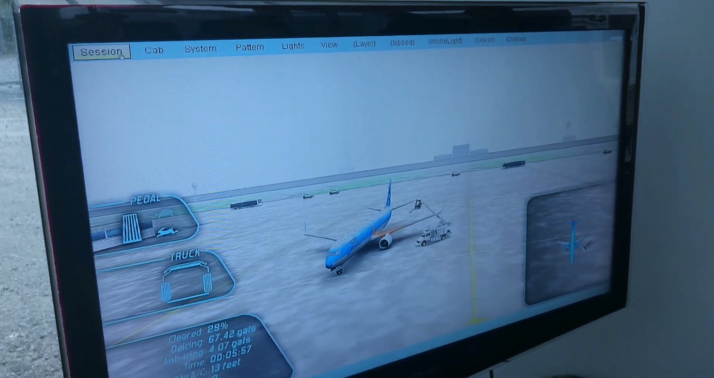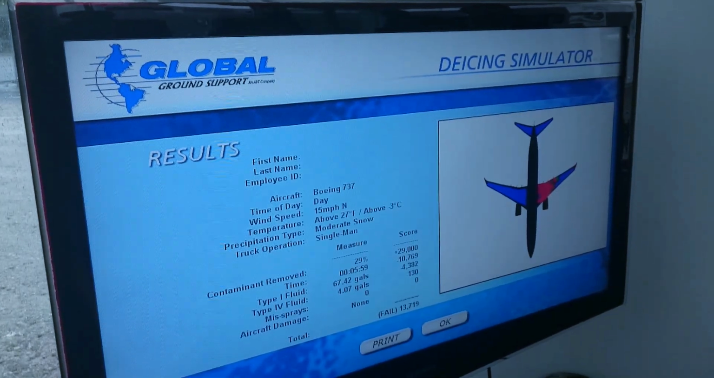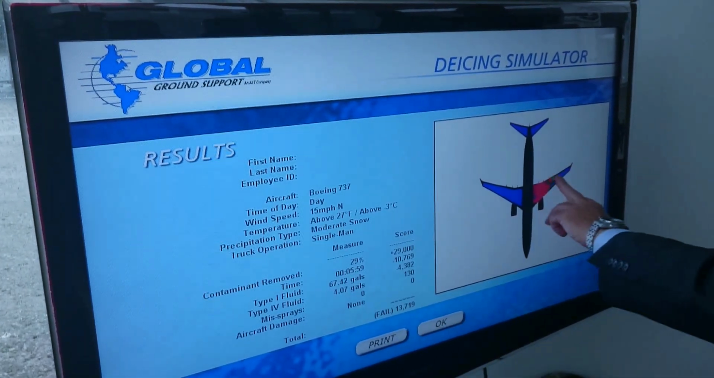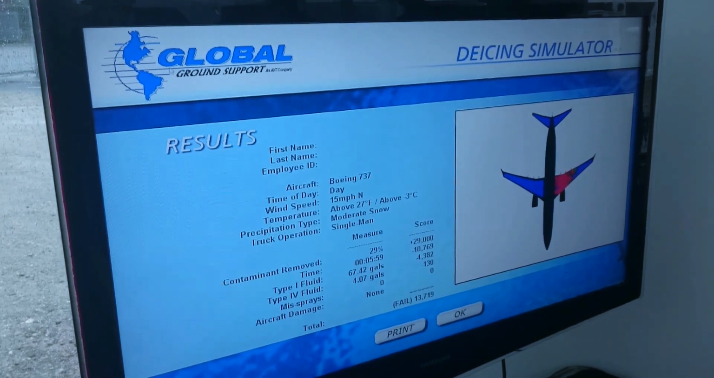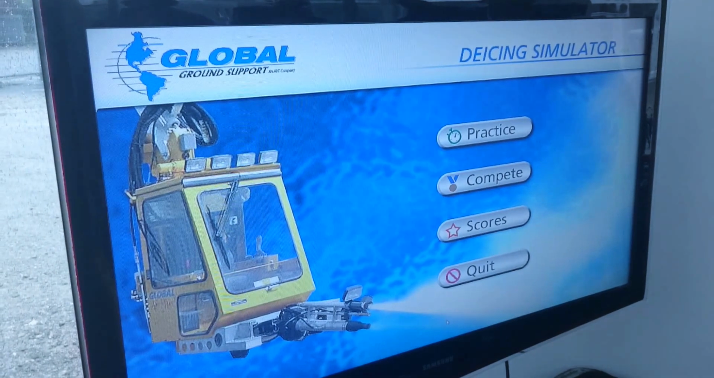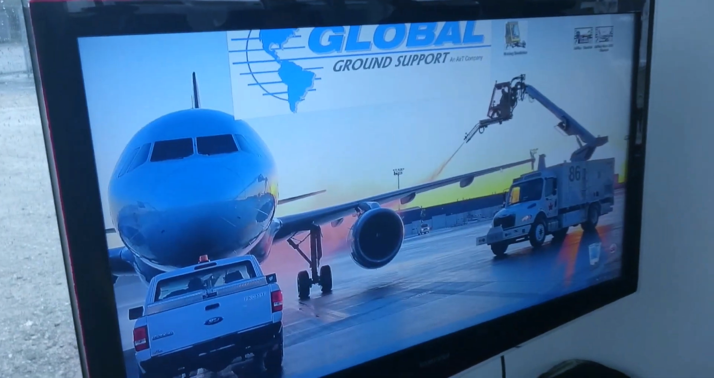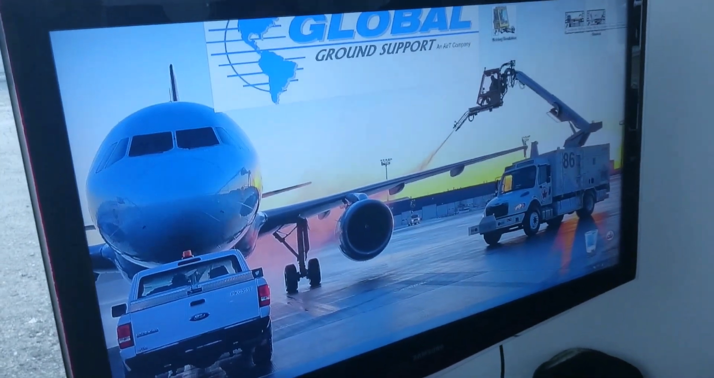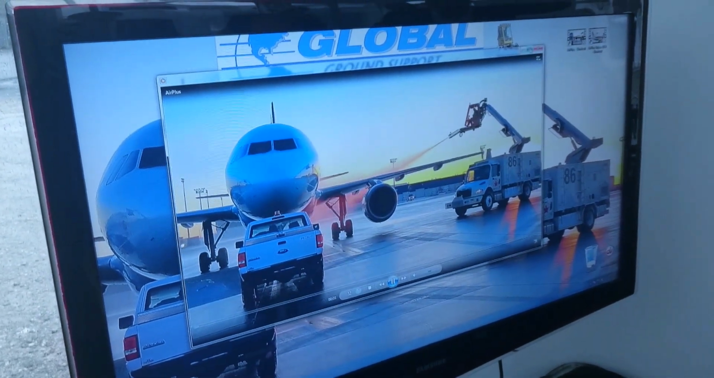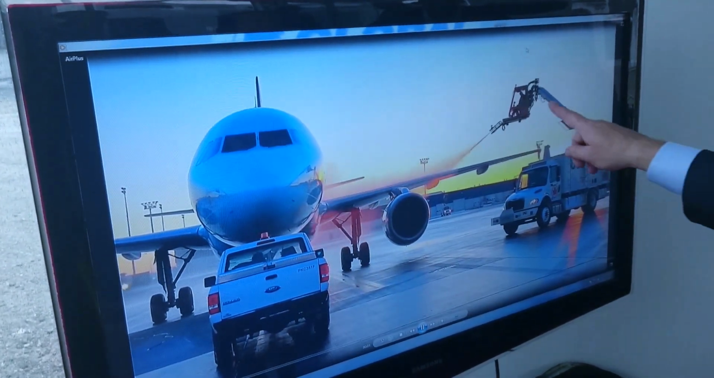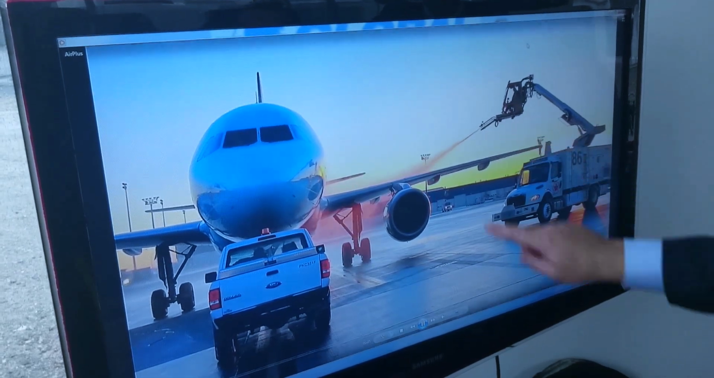And then we can go to session and hit done, and now would be failing score because I only de-iced a little bit. And this is units delivered to Air Canada last year. So one-man operation, also Air Plus.